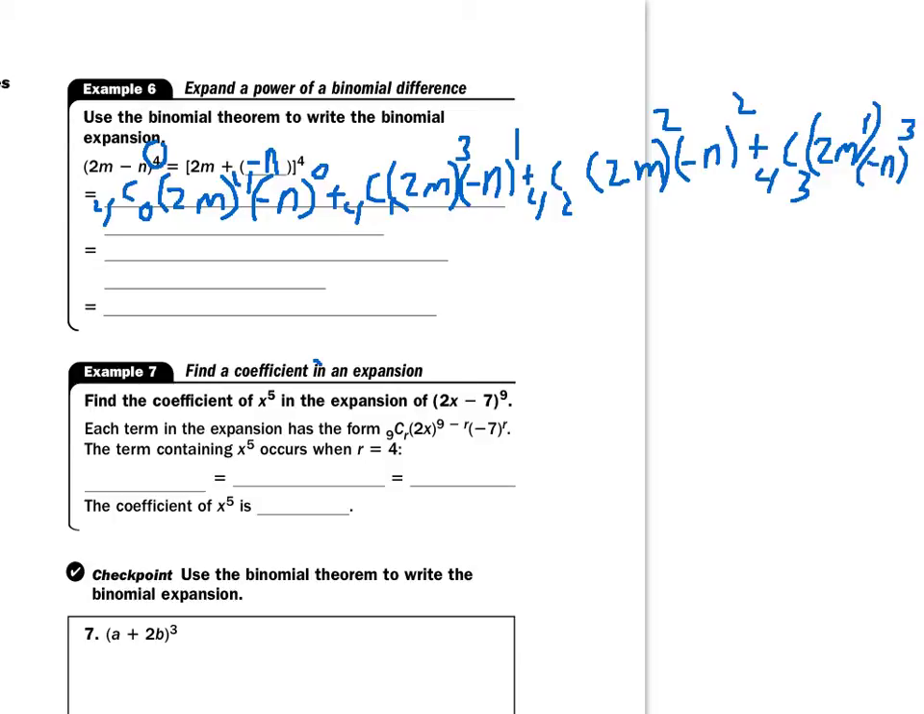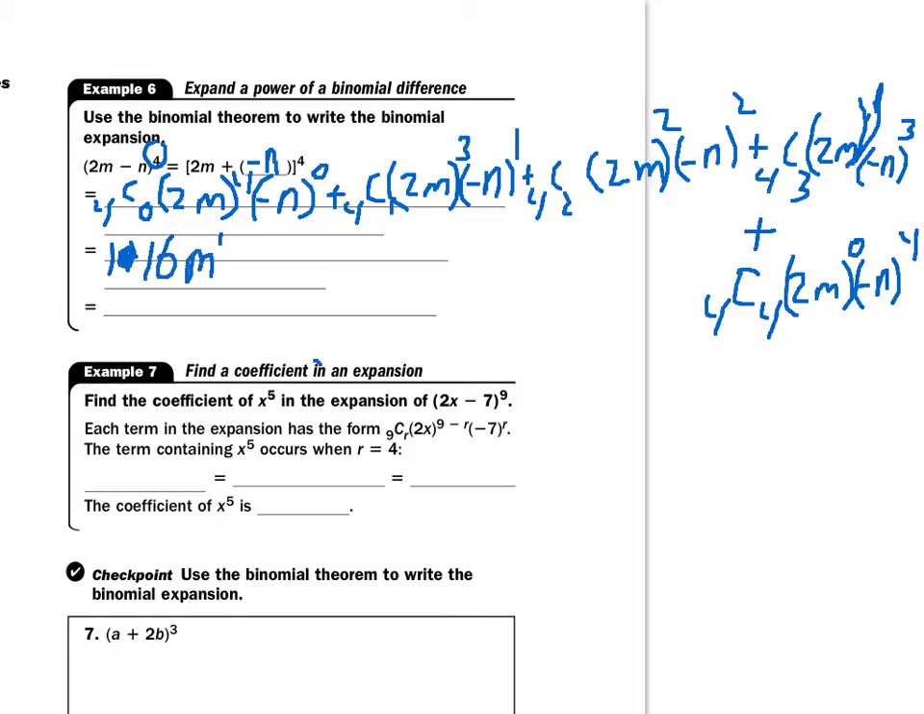And then the last one, plus, and I'm just going to put mine down here, 4 choose 4, 2m, I'm sorry, this 1 here should have been on the inside of that parentheses, 2m to the 0, and negative n to the fourth. Okay? And then you do all the math that's involved in that. So there's a little bit of math there. On the first one, we have a 1 times 2 to the fourth is 16, m to the fourth, and n to the 0 is just 1. So that first term is going to be 16 m to the fourth power.